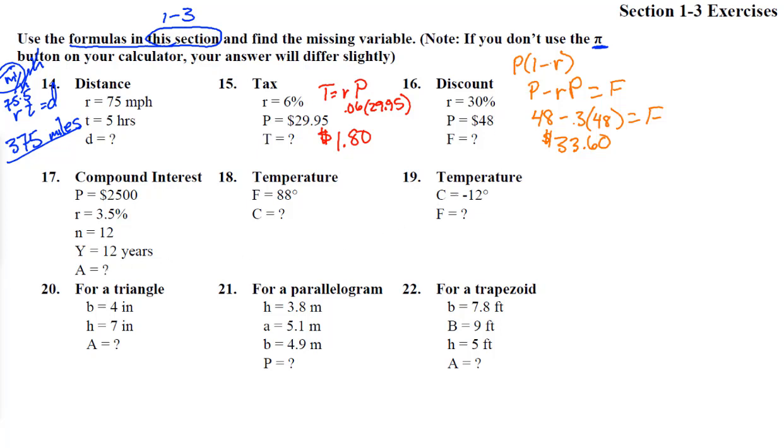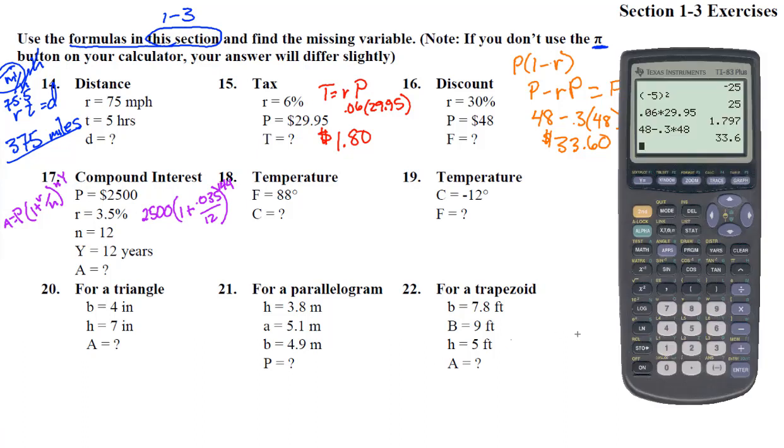All right, number 17, compound interest. So this is where we're going to take A equals P times 1 plus r over n, all to the nt. That's the formula that comes out of the book. So we're going to write down A equals 2,500 times 1 plus 0.035 over 12, all to the 12 times 12. That's a 144 up there.